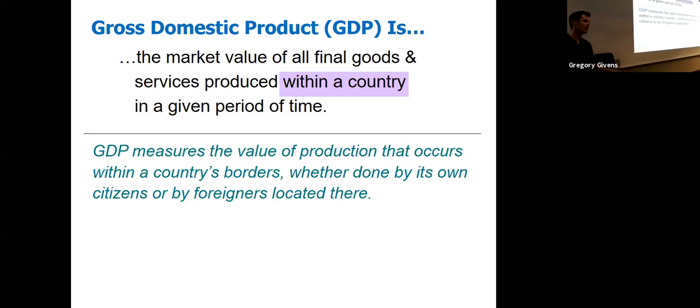And for the US economy, the numbers aren't significantly different, but for some countries that have a lot of multinationals working in them or working out of those countries, GNP can be somewhat different than GDP. You'll watch a video towards the end of the next class that talks about this distinction a little bit more. So we'll come back to this in the next class.